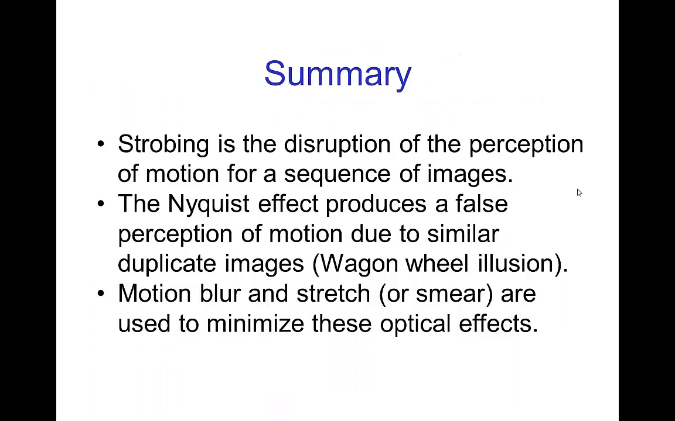So in summary, strobing is the disruption of the perception of motion for a sequence of images. The Nyquist effect produces a false perception of motion due to similar duplicate images. That was the wagon wheel illusion. And then to minimize the effects of strobing, we have motion blur and stretch, and these can be even extended to create interesting stylistic effects in animation.